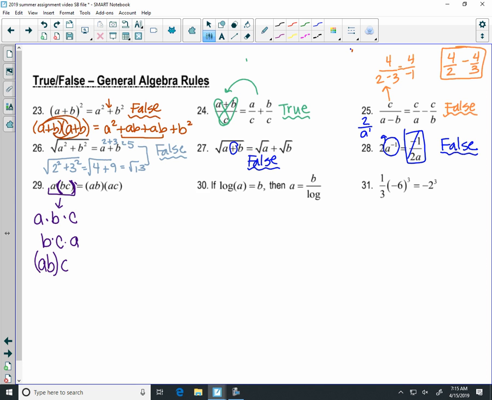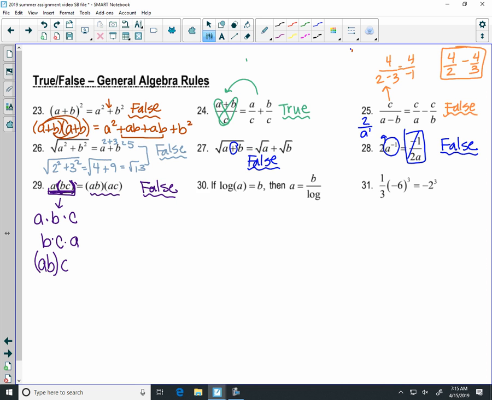What you can't do is use that a twice. It's not a squared times b times c. And that's what this does here. This other side kind of distributed that a into the b and the c. We don't distribute when we have all multiplication. This one is false.